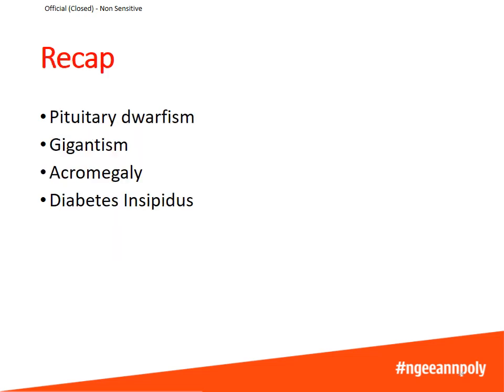In this section, we have covered pituitary dwarfism, gigantism, acromegaly, and diabetes insipidus. Before moving on to the next section, try to recall what these conditions are and what causes them.